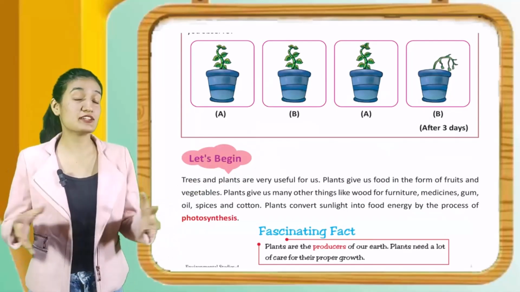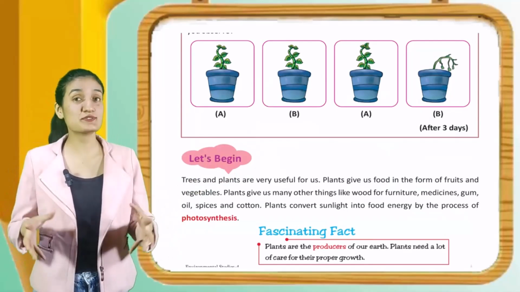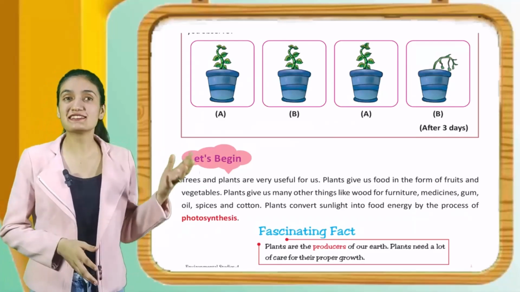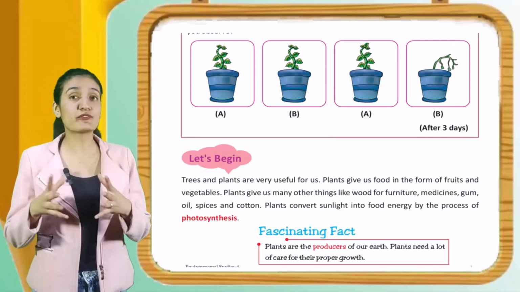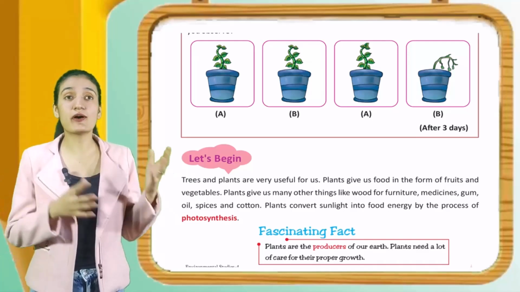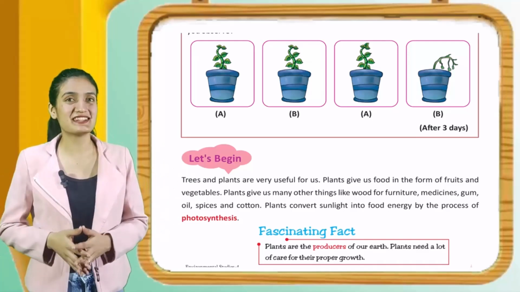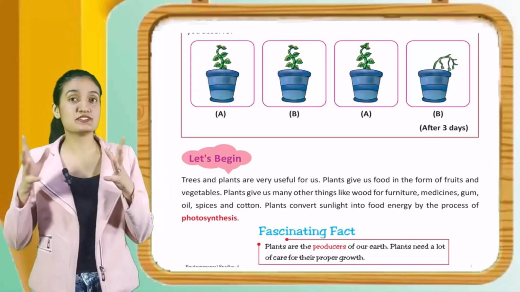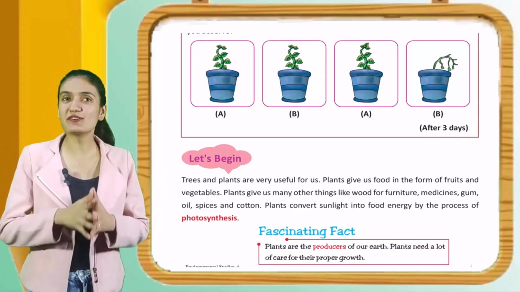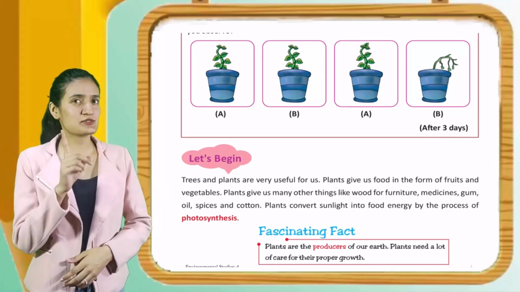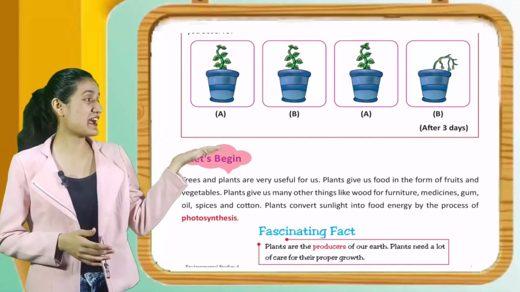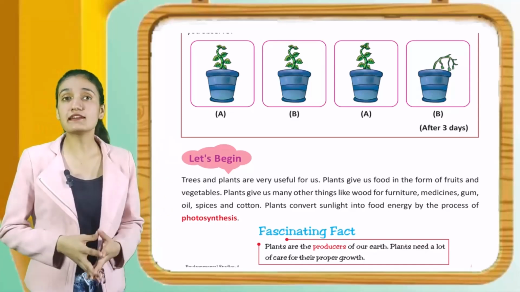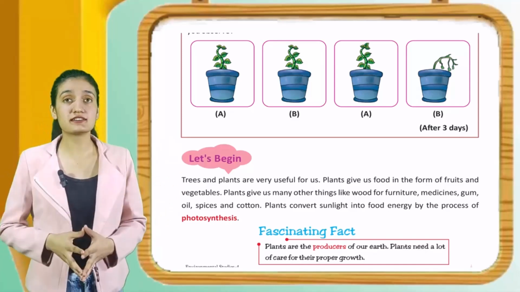Trees and plants are very useful for us. Plants give us food in the form of fruits and vegetables. Plants give us many other things like wood for furniture, medicines, gums, oils, spices and cotton. Plants convert sunlight into food energy by the process of photosynthesis. Students, do you remember photosynthesis? Now we have a fascinating fact. Plants are the producers of our earth.